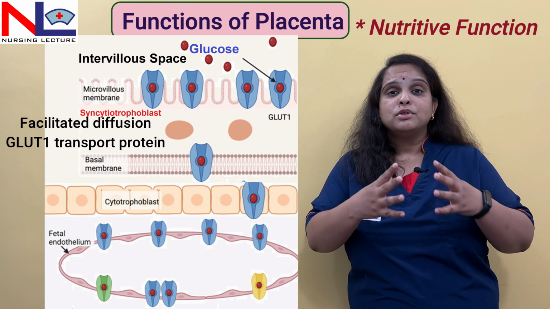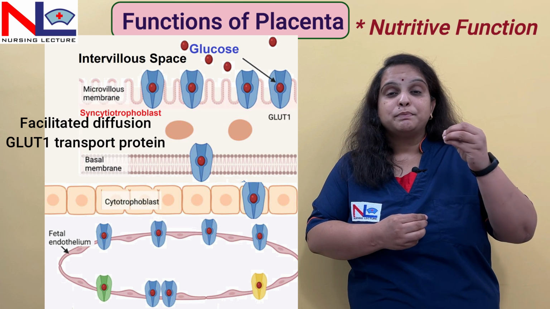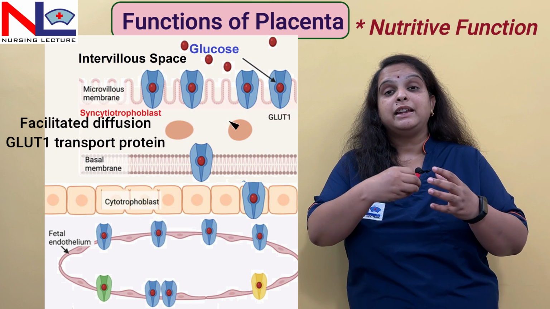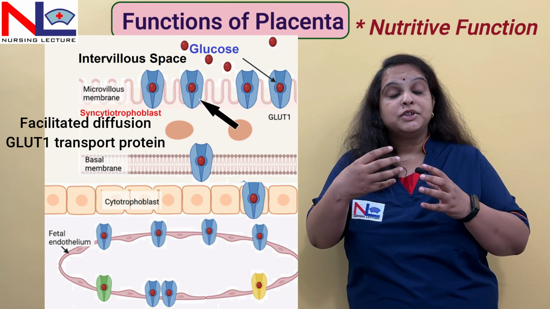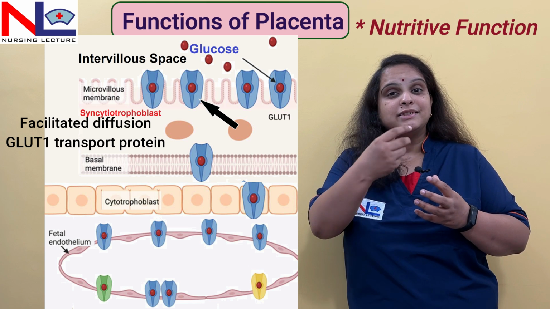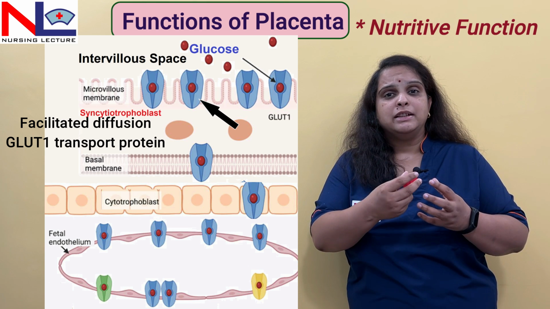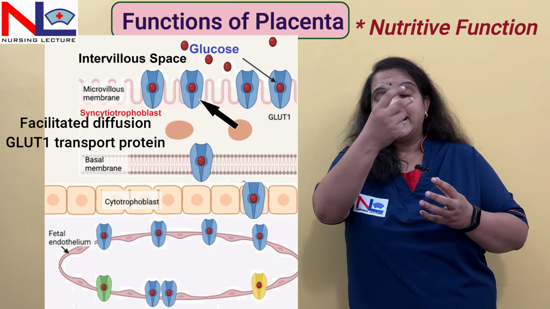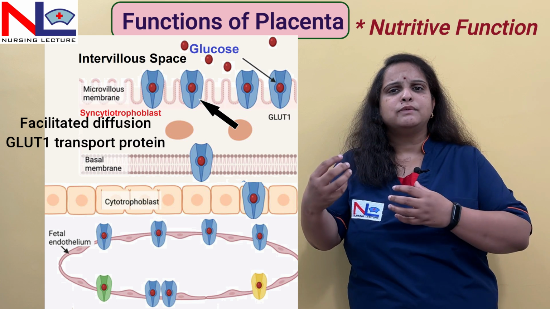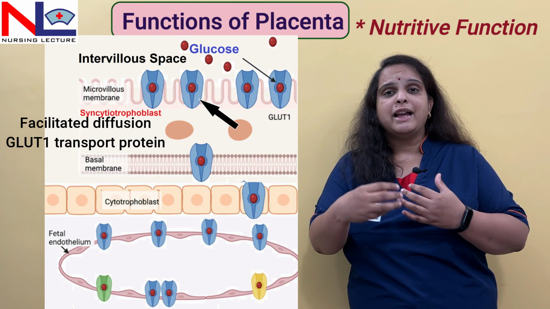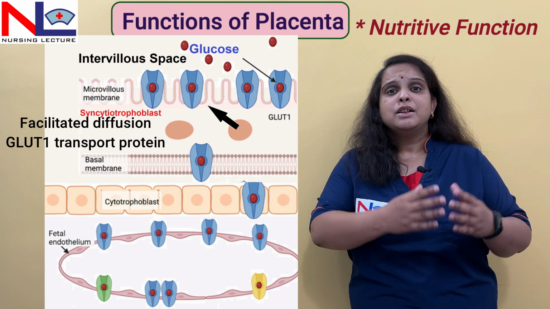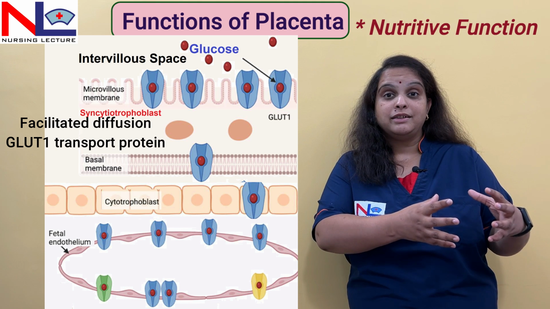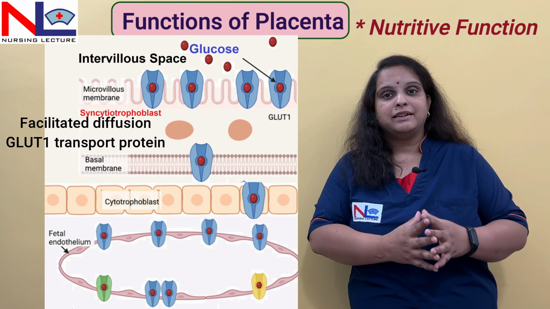In this process, the glucose present in the maternal blood uses transporter proteins present in the phospholipid layer of the syncytiotrophoblast. In this trophoblastic lining there are transporter proteins called GLUT1, glucose transporter 1. This transporter takes up glucose from the maternal circulation, transports it across the membrane and releases it into the fetal circulation. By this facilitated diffusion, glucose crosses the membrane and is received by the fetus.